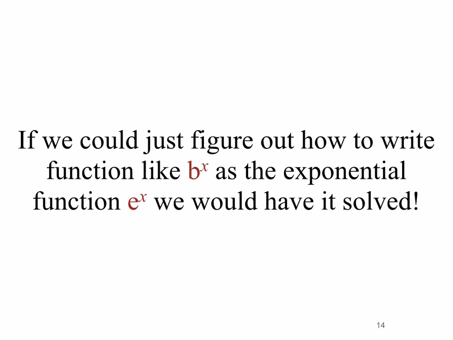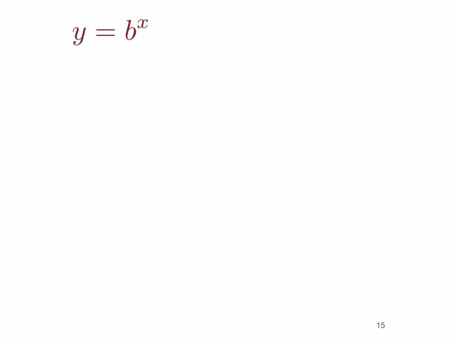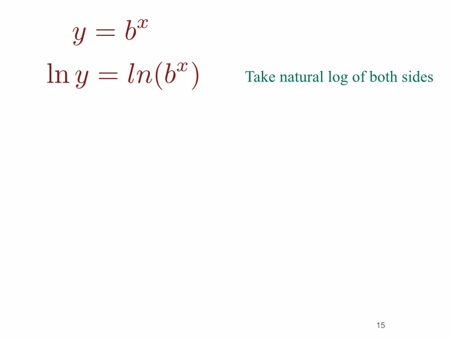So if we could just figure out how to write functions like b to the power of x as the exponential function e to the power of something, we would have it solved. So let's do a little algebra here. Let y be equal to b to the power of x. If we take the natural log of both sides, then we get the natural log of y is equal to the natural log of b to the x.